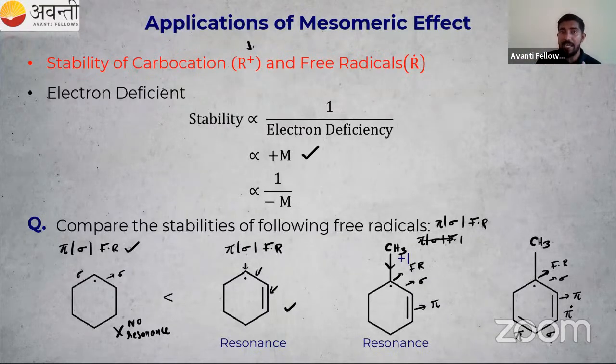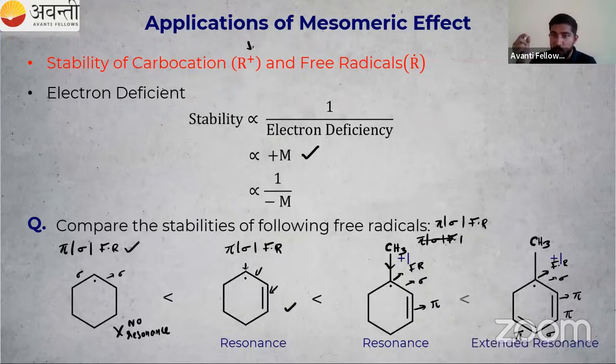So stability will increase. First case, no resonance. Second case, resonance is present. Third case, resonance plus the inductive effect. Fourth case, there is resonance due to free radical sigma pi, then pi sigma pi. So there is extended resonance and delocalization is increased. So what about the stability order? 1, 2, 3, 4: the fourth one is most stable, then the third one, then the second one, then the first one. There is no resonance for the first one.